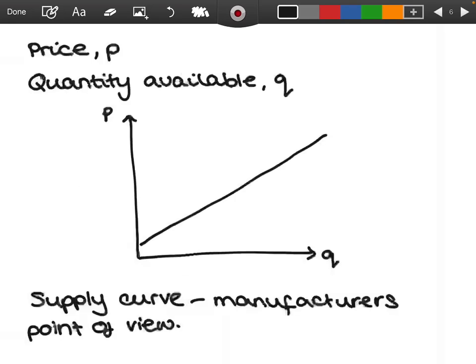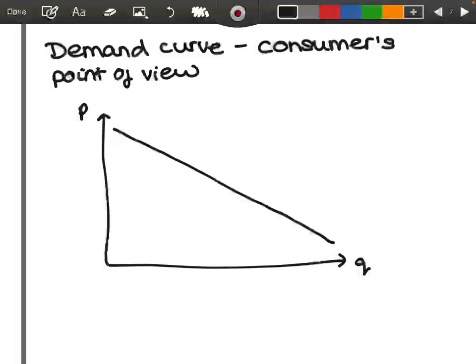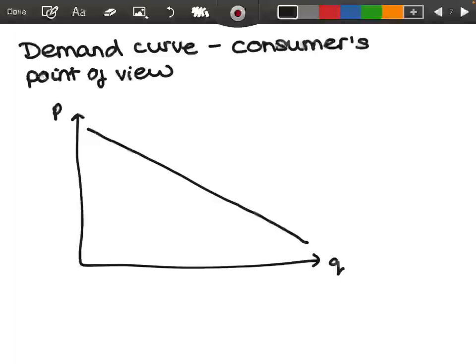So our supply curve is going to have a positive slope, as the more things that you need to produce means that you have to put the price point higher for each item. And for the demand curve from the consumer's point of view, for us to buy more of a particular thing, we need the price point per unit to be lower, which means that we have a negative slope.